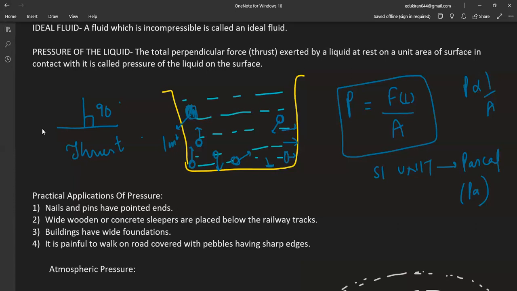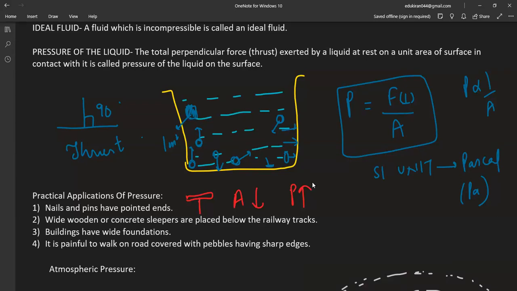Nails and pins have pointed ends. When they have pointed ends, these reduce the area. So when the area gets reduced, the pressure automatically increases. You don't have to create a force by yourself. Automatically, the pressure will increase.